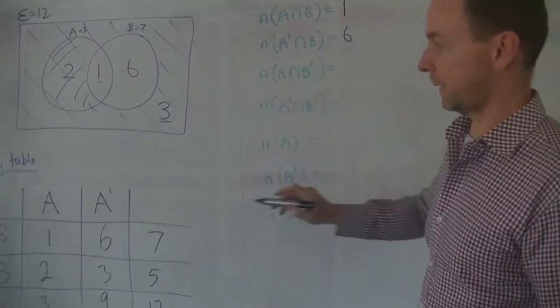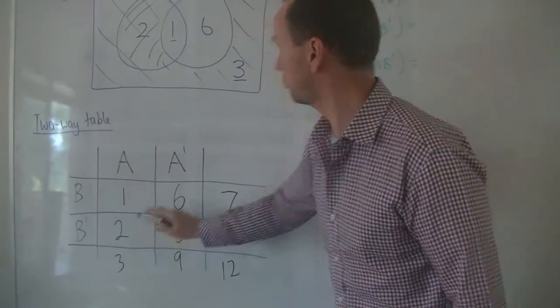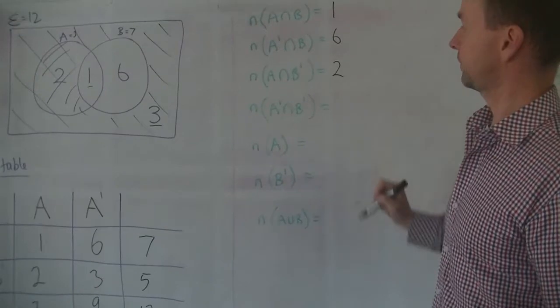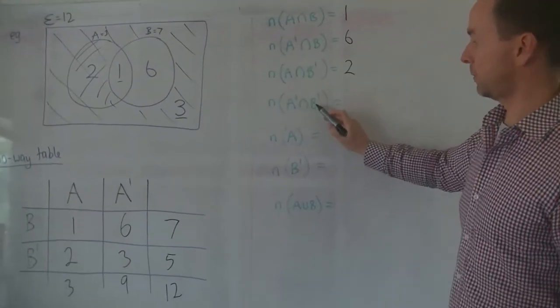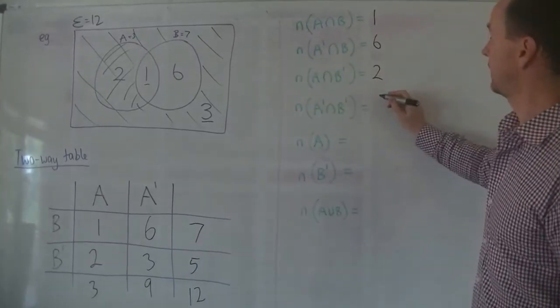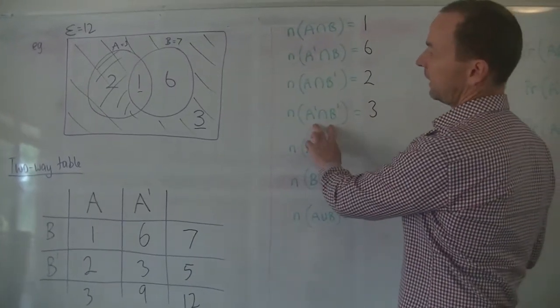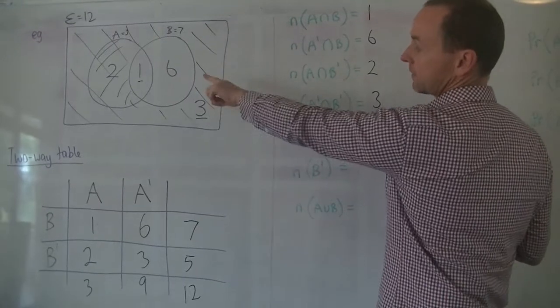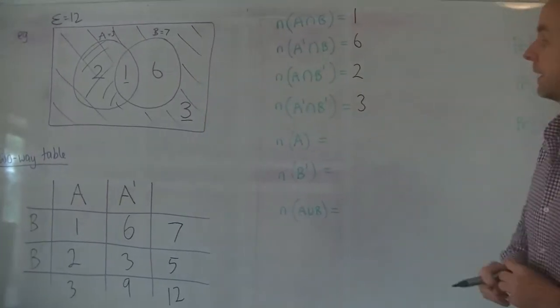A intersecting with B naught. A, B naught is 2. A naught intersecting with B naught, or the complements, which is 3. And that's really asking how many people are not in either set. So it's 3 that are in neither set.